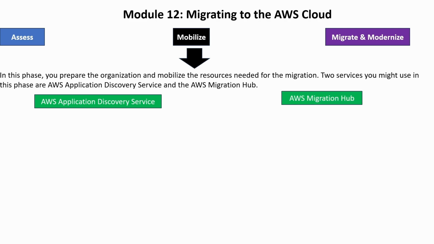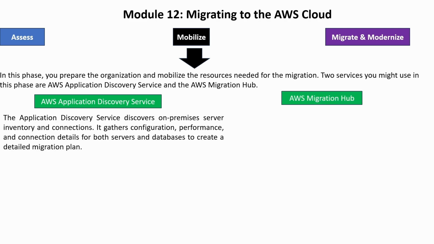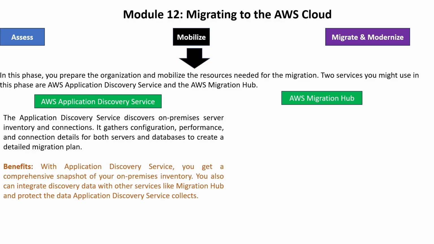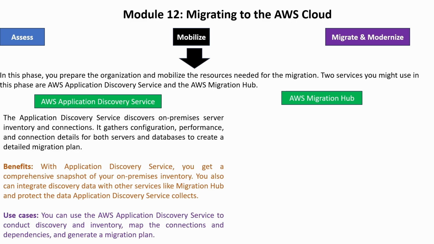AWS Application Discovery Service discovers on-premise server inventory and connections. It gathers configurations, performance, and connection details for both servers and databases to create a detailed migration plan. If we talk about benefits with Application Discovery Service, you get a comprehensive snapshot of your on-premise inventory. You can also integrate discovery data with other services like Migration Hub and protect the data Application Discovery Service collects. If we talk about use cases, you can use the Application Discovery Service to conduct discovery and inventory, map the connections and dependencies, and generate a migration plan.